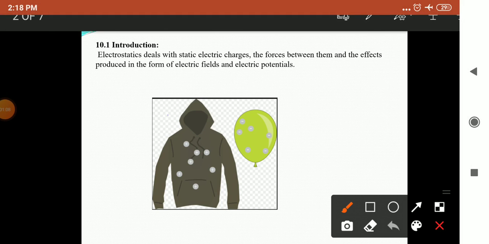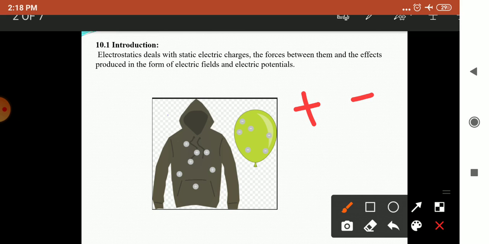Electrostatics deals with static electric charges. We know the charges: positive, negative, and another one is neutral charge. So the forces between them and the effects produced in the form of electric fields and electric potentials, that is nothing but electrostatics. You have studied this in previous standards also. In this chapter we'll study further aspects in detail.